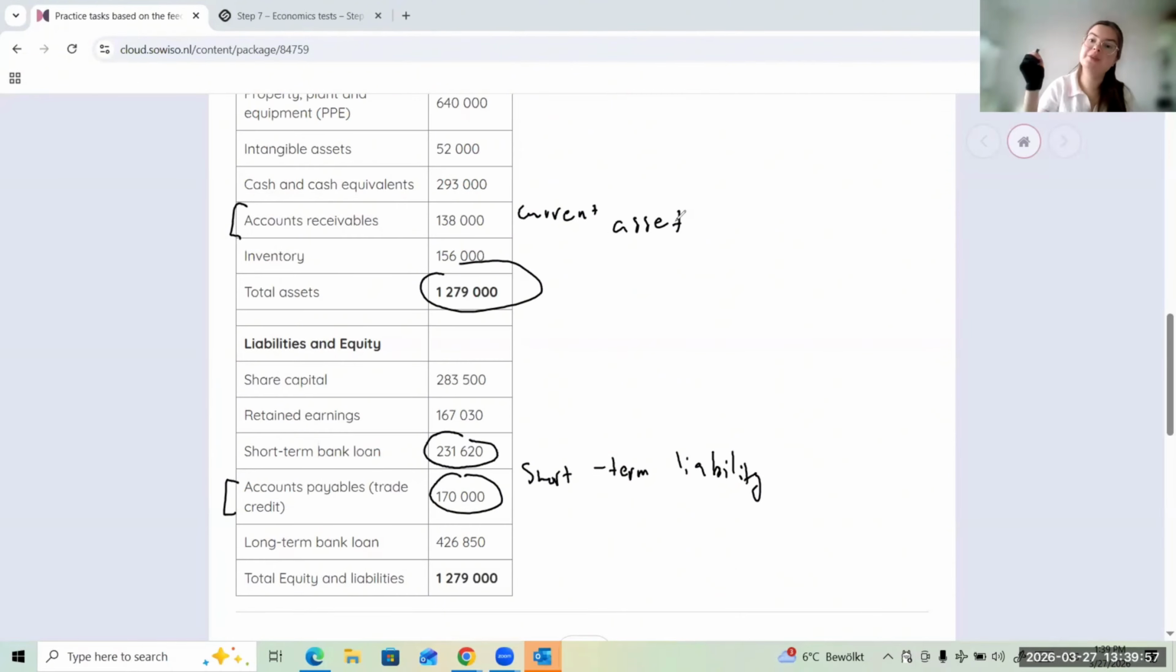So this is what other companies owe you. This is what you should receive. So let's say you gave the company 20 jackets and they're selling them, and you're supposed to receive the money later. This is a current asset. So this is what you receive. So it's an asset from your side. This is what you have to pay back. So it's a liability on your side.